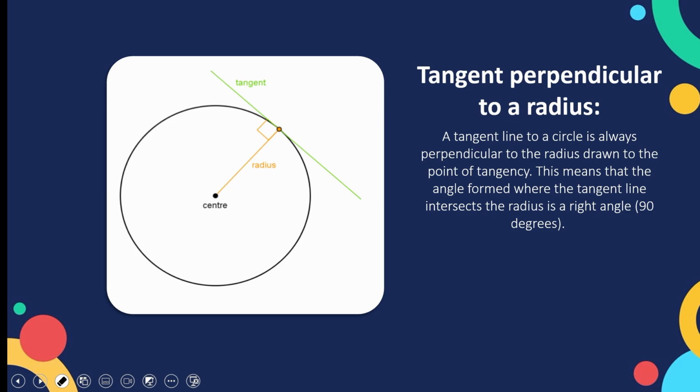Too many times I've been marking, and I see that learners just straight away say, oh, it's a center radius, the line from the center all the way to a tangent, and it's a radius, therefore it's 90 degrees, or they'll say that there's a line that's going from the circumference and it's going to that tangent. Definitely it's 90 degrees. No.